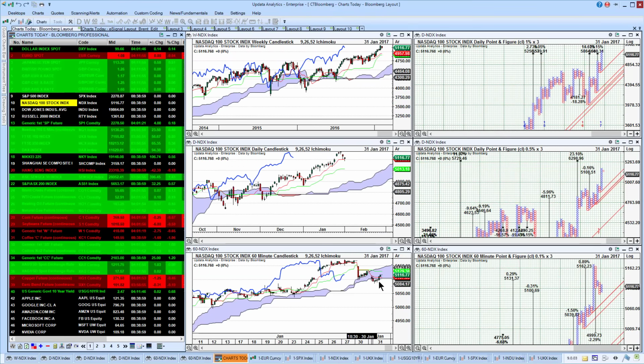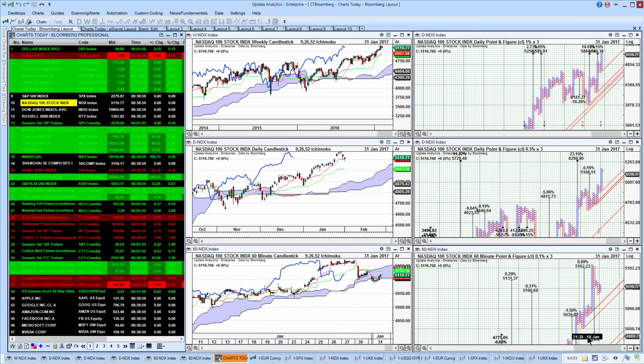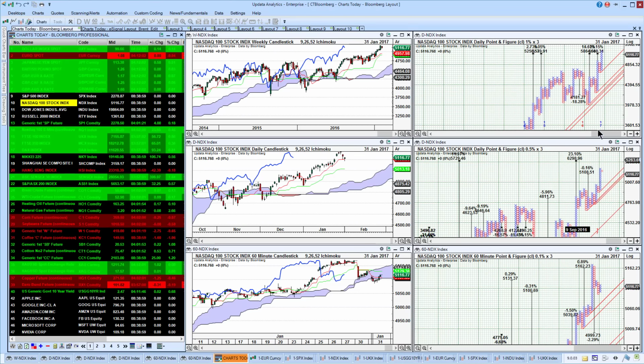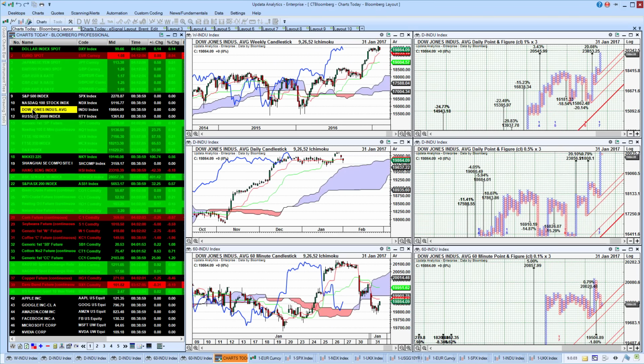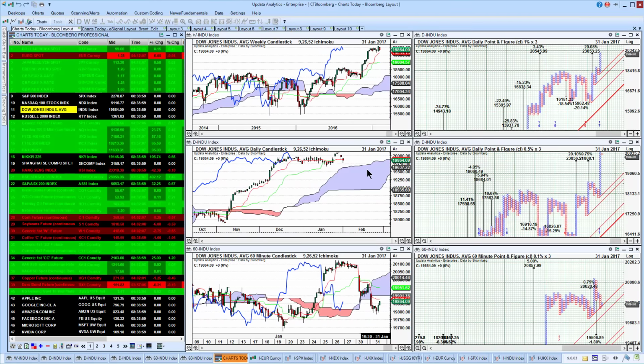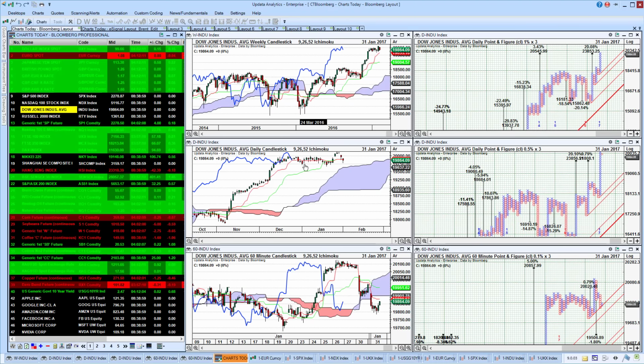Same for Nasdaq, just finding support on the cloud here, looking pretty strong. We do have a downside target, but mostly it's about upside targets. And if we look at the Dow, it's back below the 20,000 level quite convincingly, but we are still very bullish in terms of the chart.